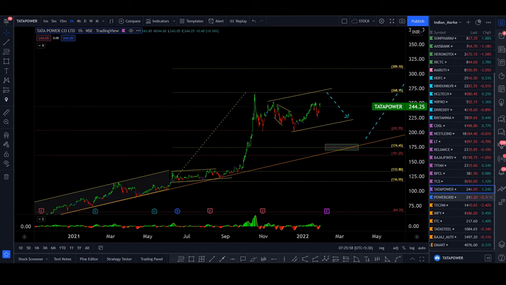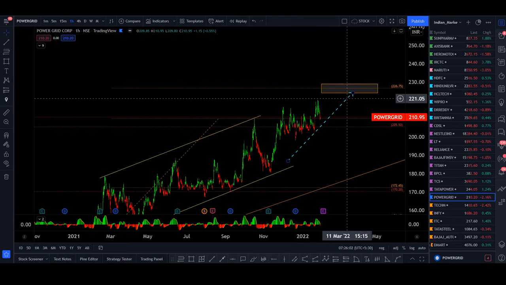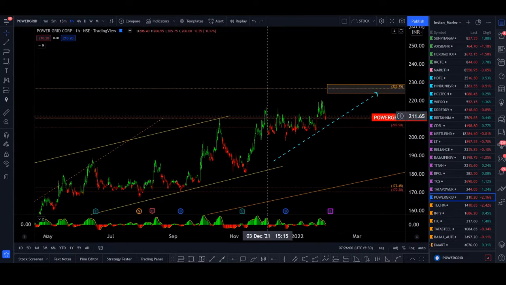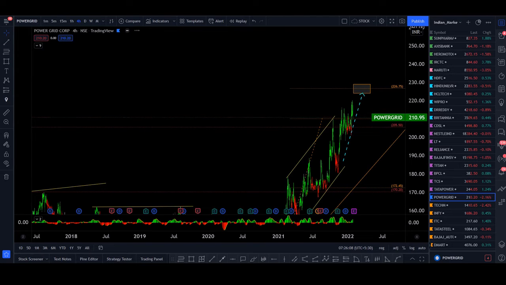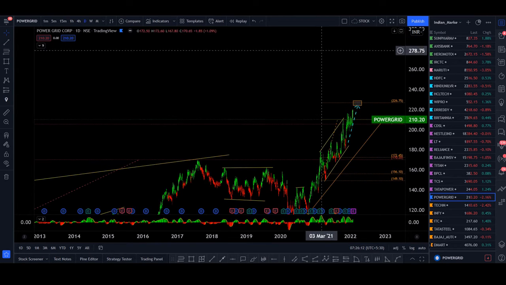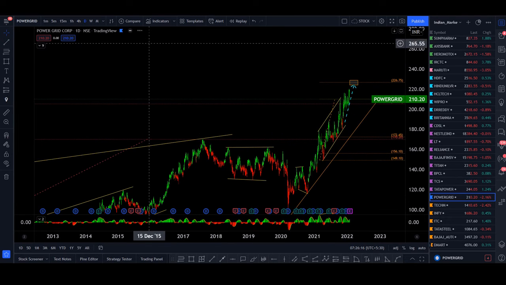The next is Power Grid, which actually had an impulsive move before we even looked at this chart. So right now it is almost at the top on the daily, so we don't really want to do any trade at this moment, as it has reached its top and we are expecting a downtrend.